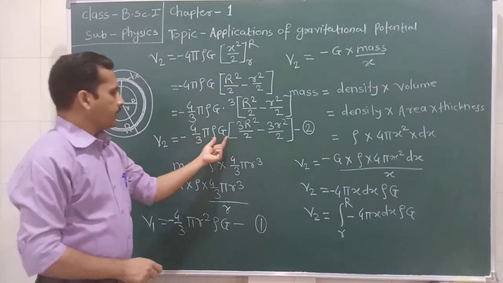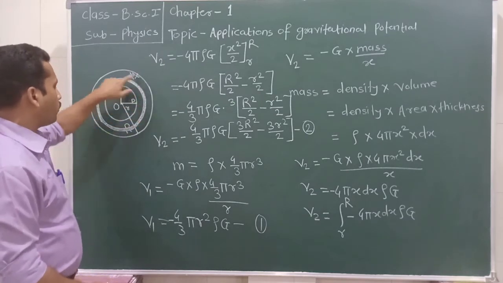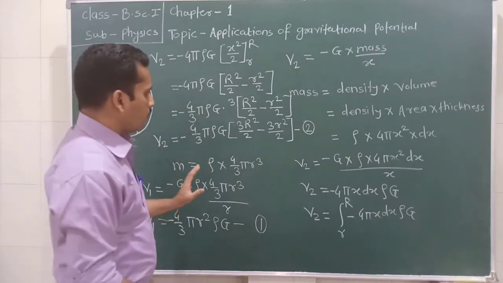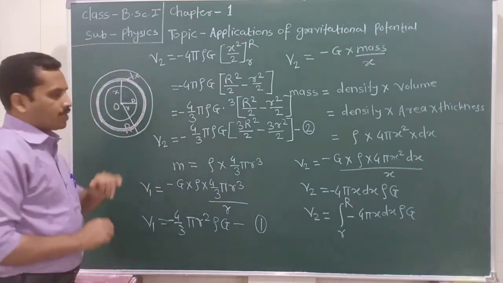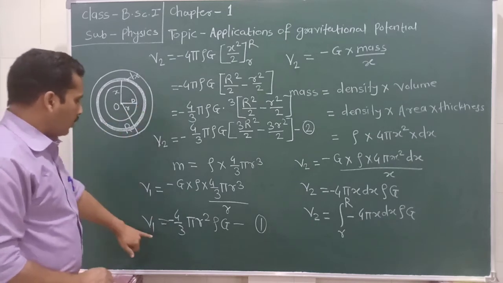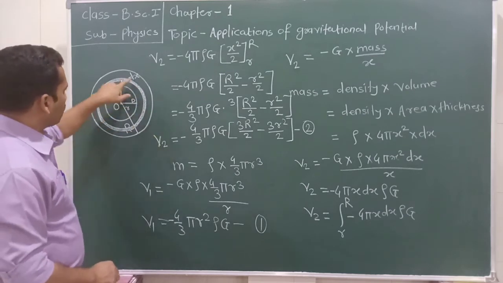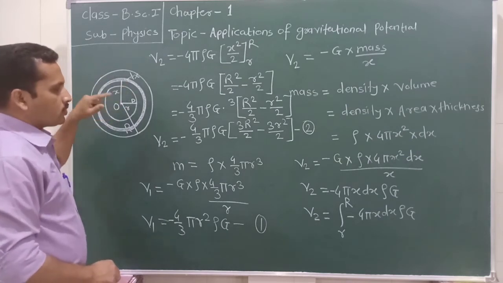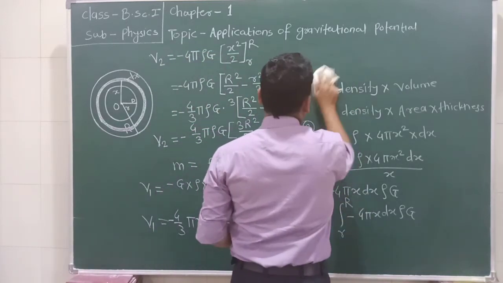So this is the gravitational potential at point P due to the remaining sphere, except this inner solid sphere. If we need to calculate the total gravitational potential at point P, then we must add V1, the potential due to the solid sphere, and V2, the gravitational potential due to the remaining shells. So we need to add these two gravitational potentials like this.